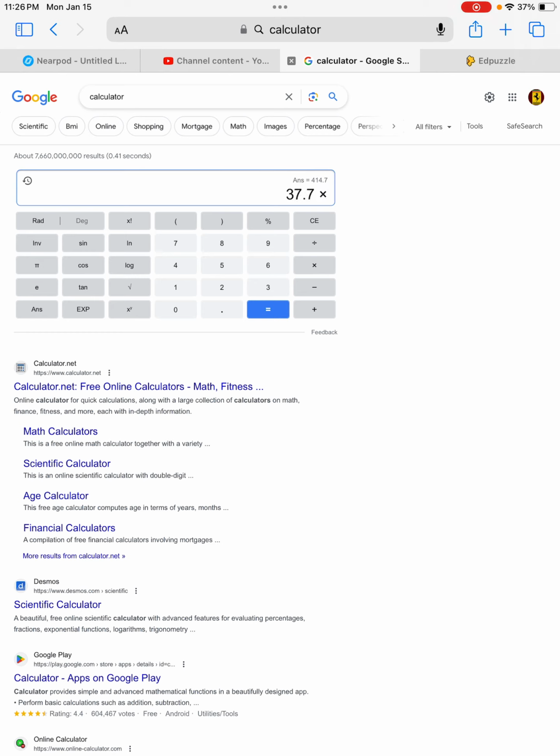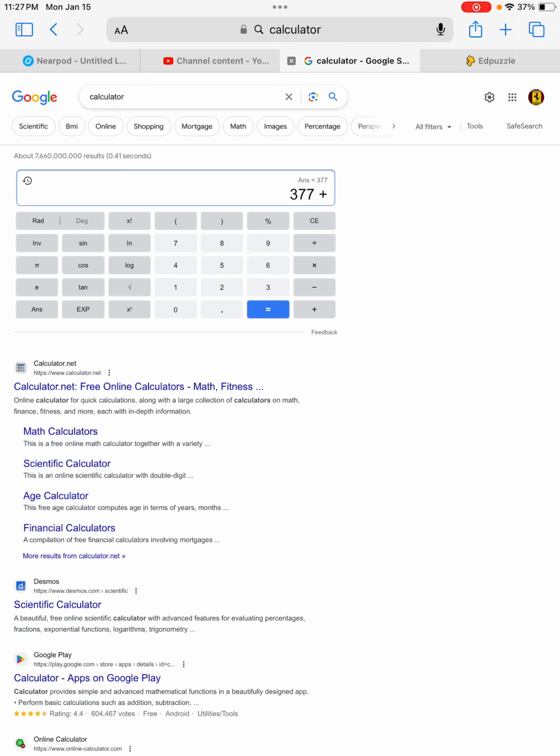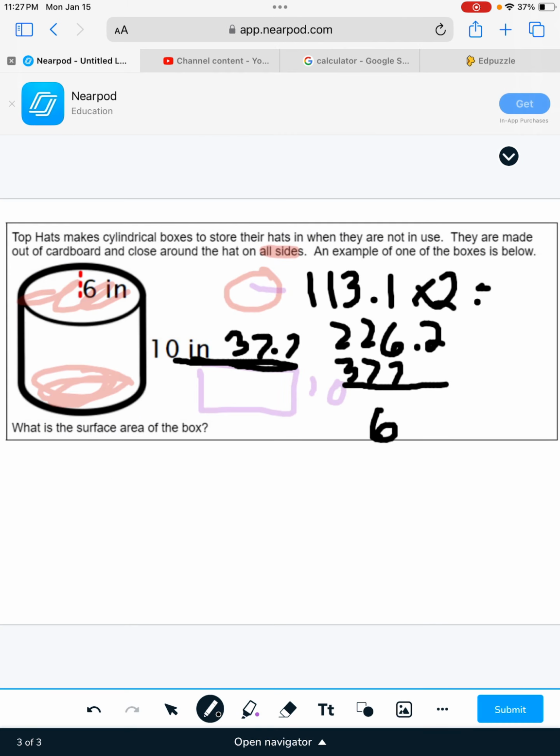I take that 37.7 and I multiply it by the height of 10 that you guys got there. All right? And that is going to be 377. And since there's only one rectangle wrapped around the outside, I don't have to worry about multiplying it by anything else. I add those together, 377 plus 226.2, and that equals 603.2. And that is going to be my real world example.